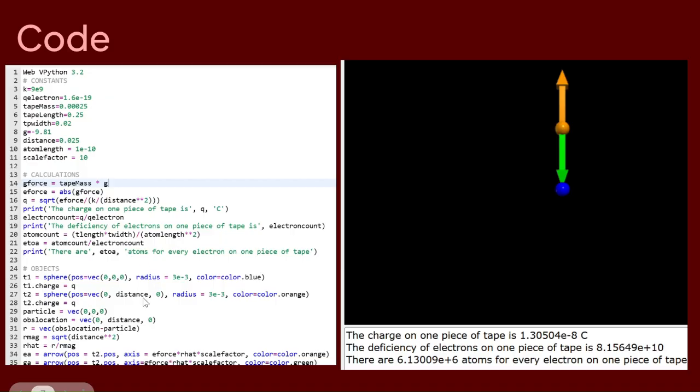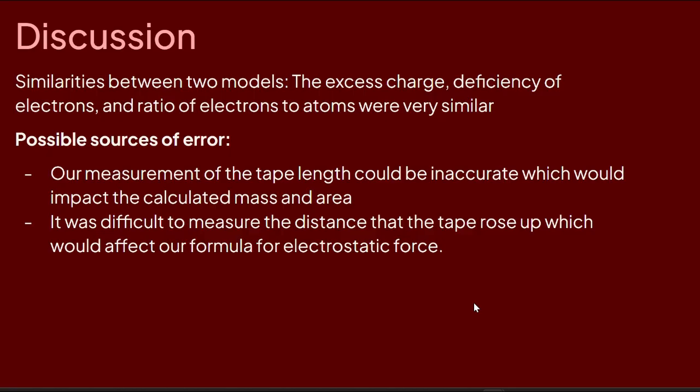And then this is about the visuals of the tape. So the orange is tape B, and the green arrow is the force from gravity, and the up arrow is the electrostatic force. Discussion. So the similarities between the two models would be that the excess charge, deficiency of electrons, and ratio of electrons to the atoms were very similar, where they had the same magnitudes, and the actual numbers were very same if you look back at the past slides.